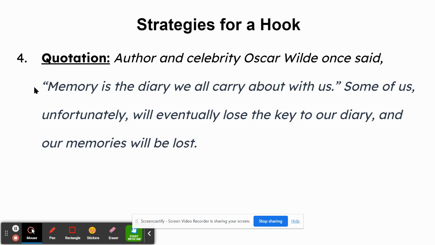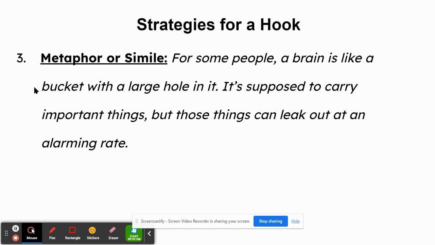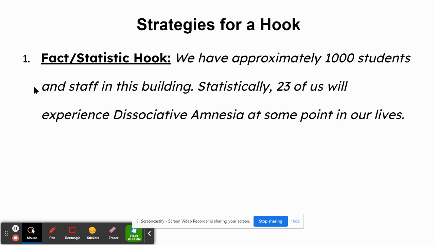So we have the quotation, the metaphor or the simile, we have the hypothetical, and we also have a fact or statistic. Those are four ways that are typically better at this age group than asking a question as your hook.